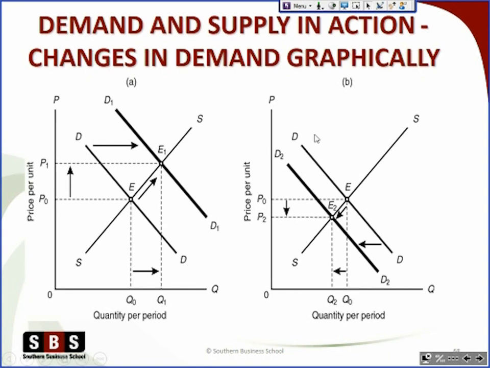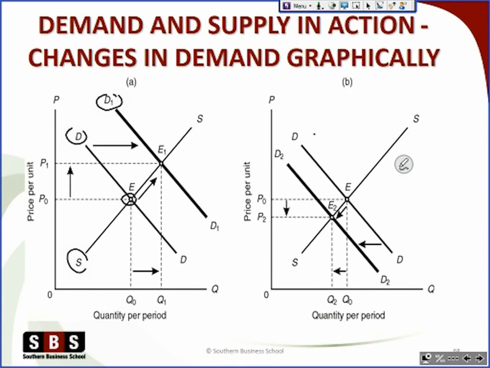So then what's important to note is, that's why equilibrium is so important. Here's your original equilibrium, your original demand curve and your original supply curve. Then the demand curve shifts to the right, to D1. So there's an increase in demand. So obviously the equilibrium is going to change. You're going to get a new equilibrium price and a new equilibrium quantity.